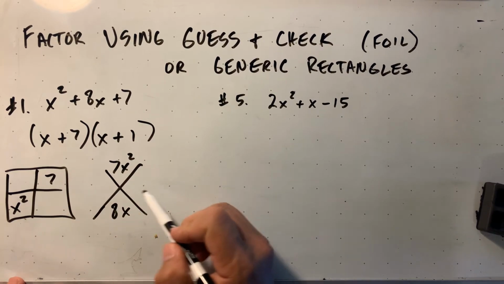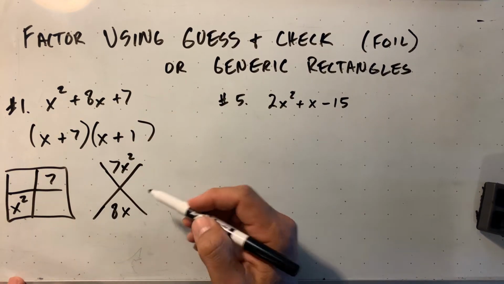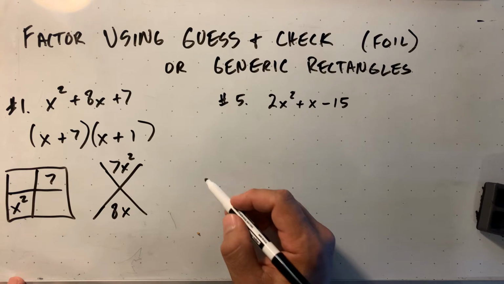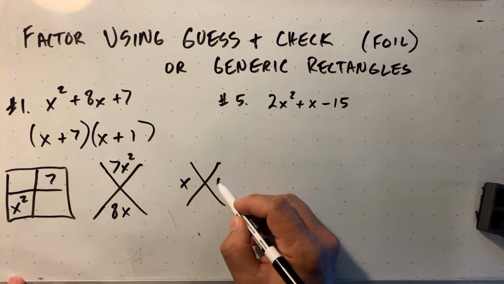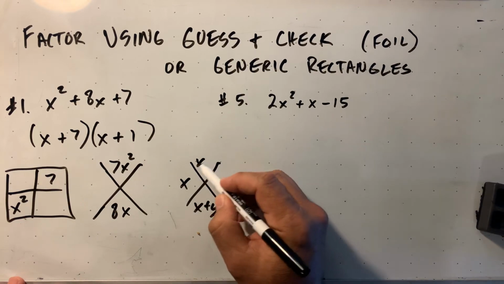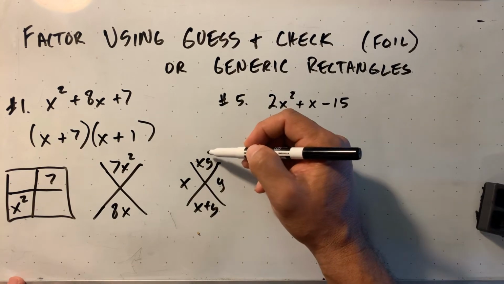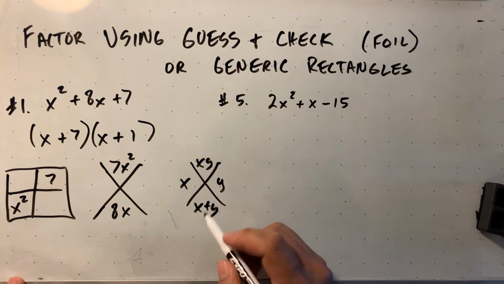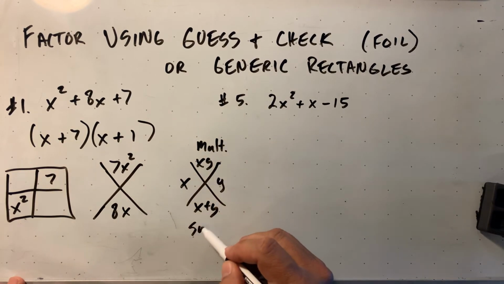Okay, here's where the guessing and checking happens. We got to figure out what goes here and what goes here. So if you'll remember, on the diamond problems, if this is an x and this is a y, then if you add those together, that's what goes here. And then if you multiply them together, that's what goes here. So the multiplication of those two goes on the top, and then the sum goes on the bottom.